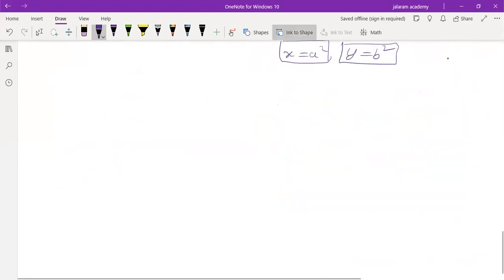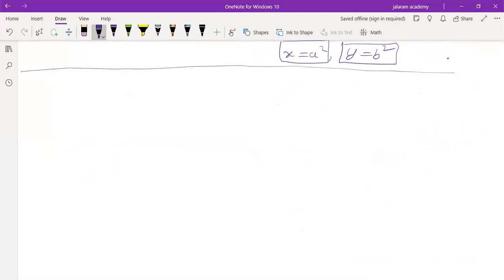State the formula again. So x upon b1c2 minus c1b2 is equals to y upon c1a2 minus a1c2 is equals to minus 1 upon a1b2 minus b1a2. Understood? Understood, everyone?